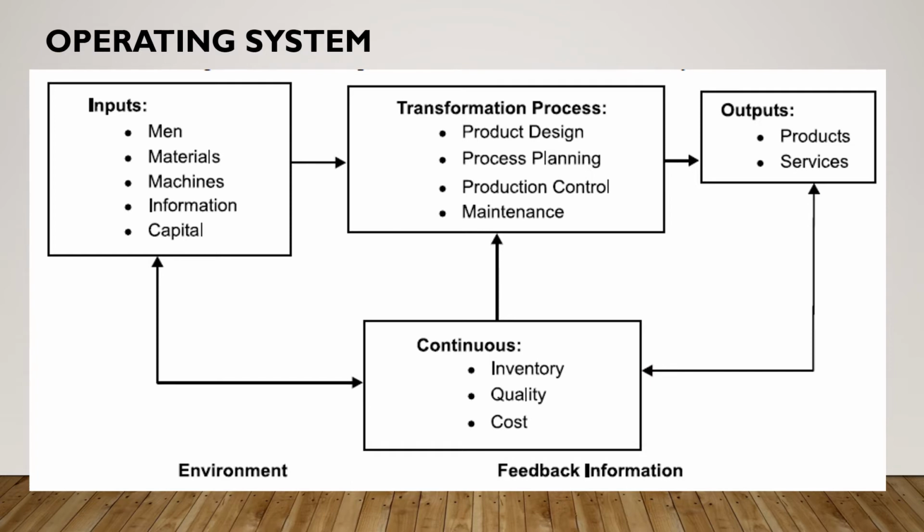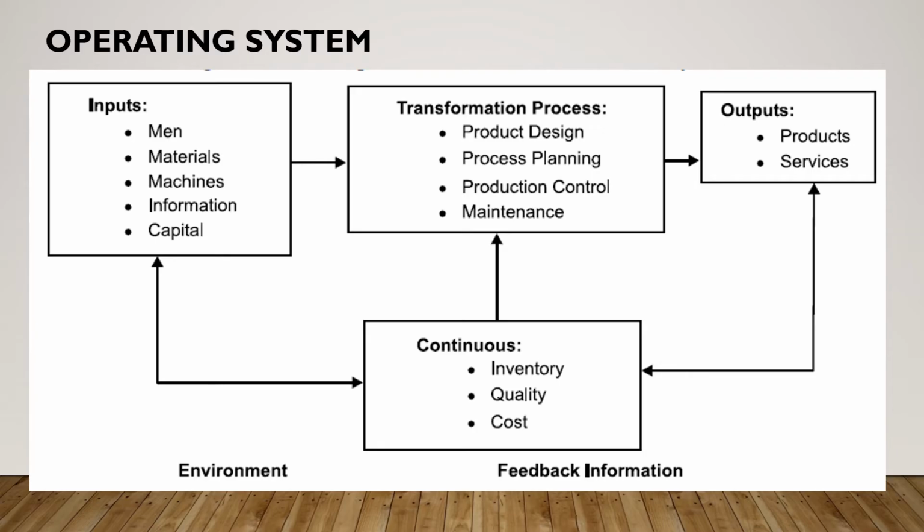If we will expound the previous diagram, it will look like this one. So we have the inputs, the transformation process or the conversion process, then we have the outputs. Of course, when we talk about outputs, it refers to our finished product. Alin lang naman sa dalawa, products yan or tangible goods or services. Then for inputs, we have our men, materials, machines, information, capital. So yung mga resources na ginamit natin, yan yung mga part ng inputs natin.